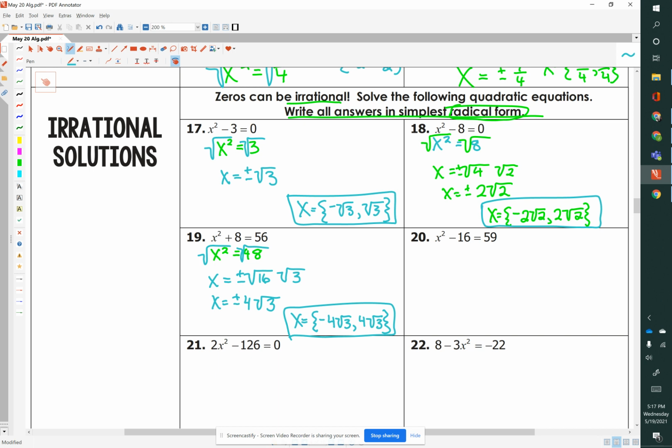Okay, number 20, x squared minus 15 equals 59. So let's move the 15 over. So we'll have x squared equals 75. Let me rewrite that a little more neatly. And let's get ready to take the square root of each side.